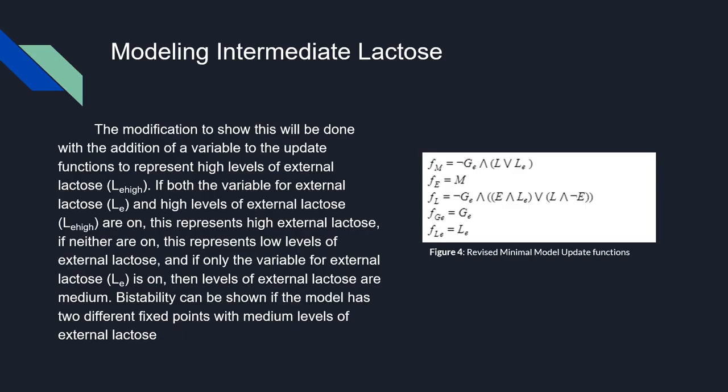Thank you. So in order for the model to be able to show bistability, the addition of another variable is required. The variable that we decided to add was a variable representing high levels of external lactose. This will capture an important aspect of the lac operon and enable it to show bistability. So when both the variables LE and LE high are equal to 1, this represents a high level of external lactose. When LE is equal to 1 and LE high is equal to 0, this represents an intermediate level of external lactose. And when LE and LE high are both equal to 0, this represents a low level of external lactose. Bistability will be shown if, when there's an intermediate level of external lactose, 2 different outcomes are possible.